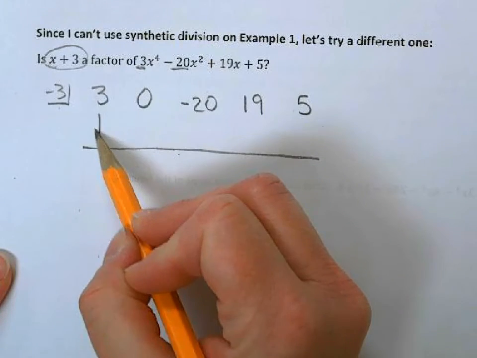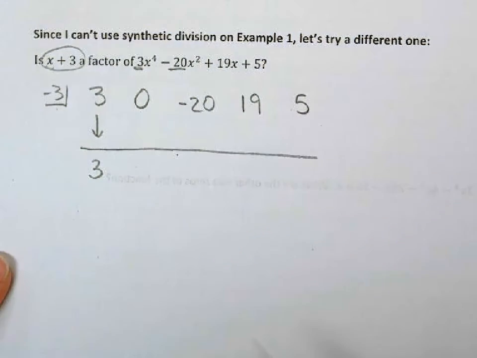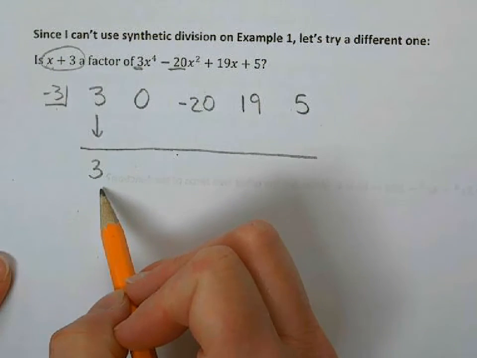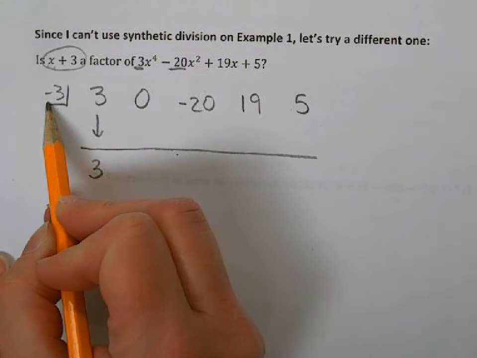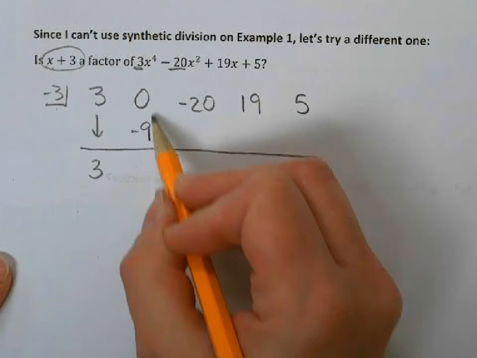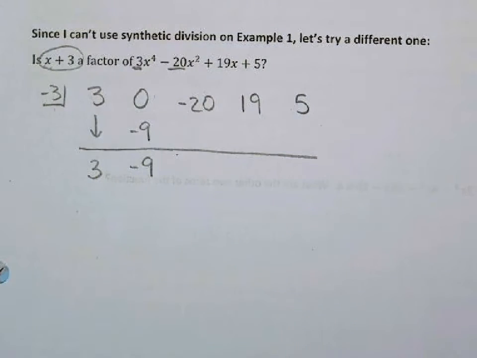First number drops straight down. There's 3. And then I multiply, add. Multiply, add. So here we go. 3 times -3. I always multiply times the number in the box. Is -9. And then I add. If you are not awesome at adding positive and negative numbers, grab a calculator.